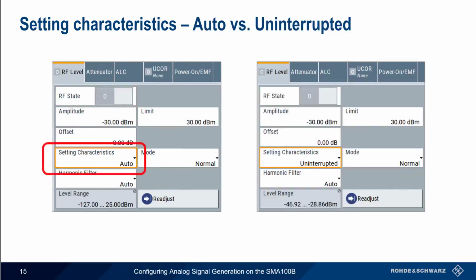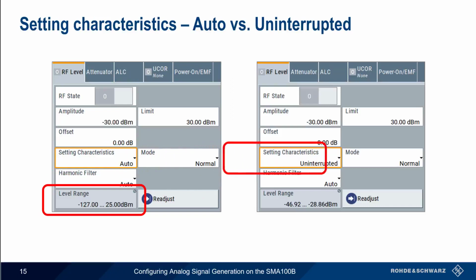Auto mode provides the fastest setting times and the highest dynamic range, here -127 to +25 dBm. However, in auto mode, the RF signal may be briefly blanked or turned off as we change level over this range. This is due to switching of the internal step attenuator.